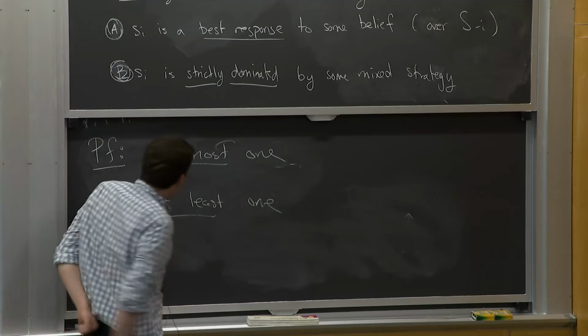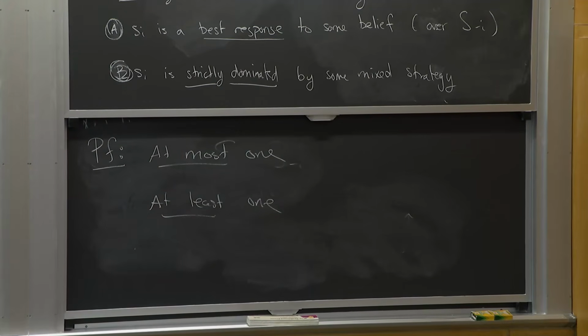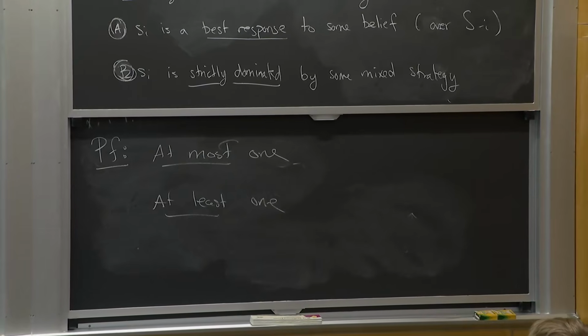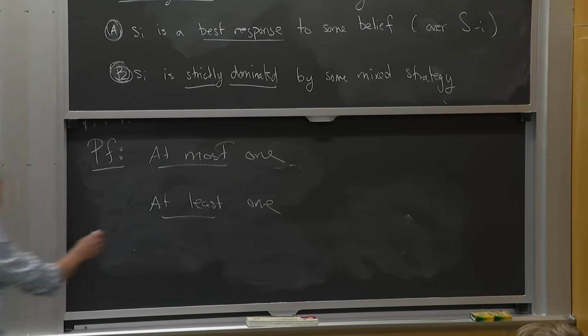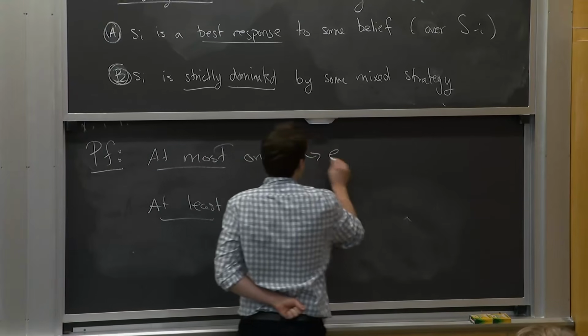So one of these directions is a bit easier. One of these is quite tricky. Does anyone see one that they think is kind of intuitive and they could maybe, I won't ask you for the proof, but could kind of reason through on their own? Yeah? At most one. So this is the easier direction. And not easy, maybe, but easier.